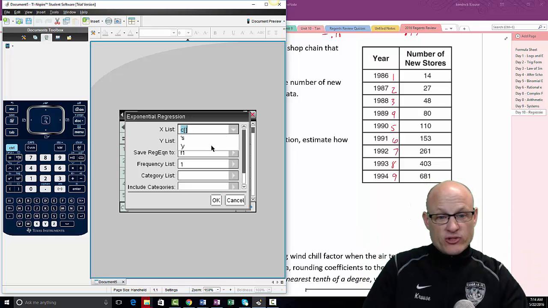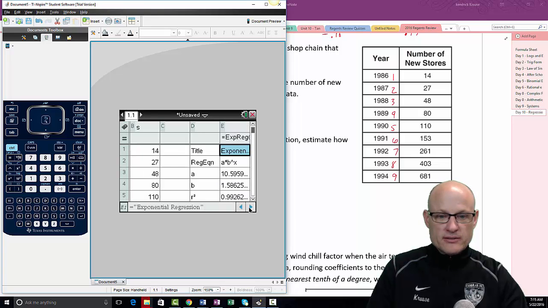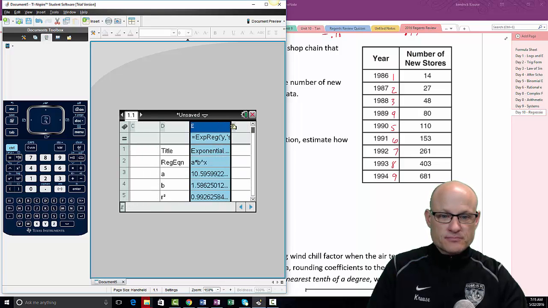So my first one is years. Don't just click on the first one. Years is going to be my x-axis, and the number of stores will be my y-axis. I probably shouldn't have used y for years, even though it's the x list. But y stands for years. I should have probably typed in year, make it look more obvious.